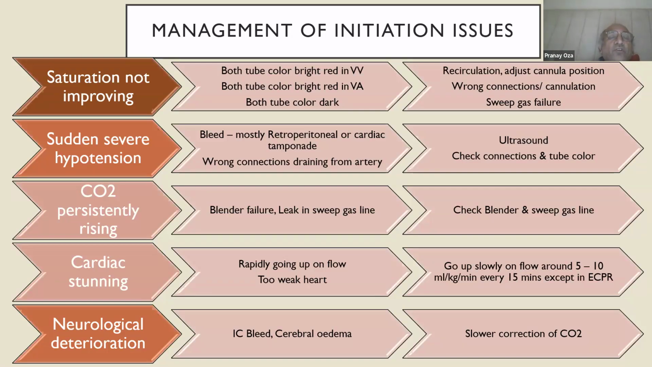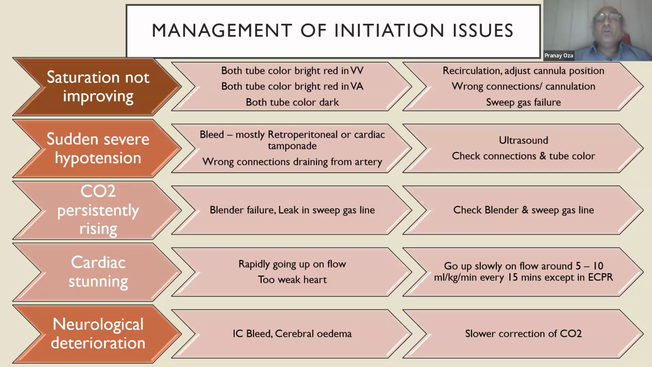The commonest cause is that there's something wrong with your oxygenation. So you look at the tube color, both the right side and the left side tube, the drainage and the return tube colors. If both are the same, in VV ECMO, it means recirculation. If both are dark, that means somebody has forgotten to connect the sweep gas or oxygen to the connections.